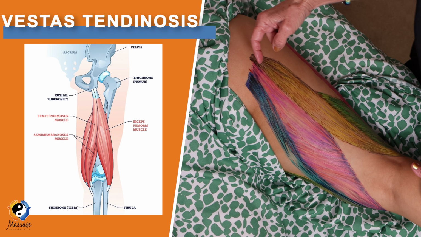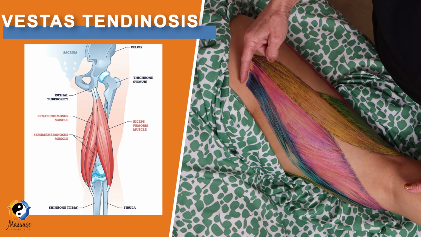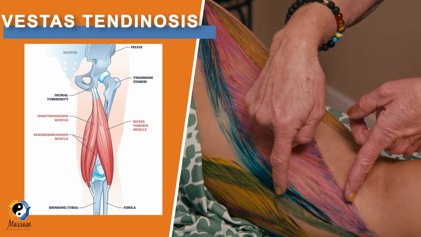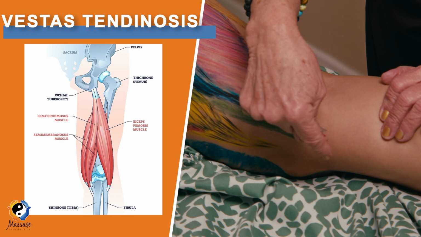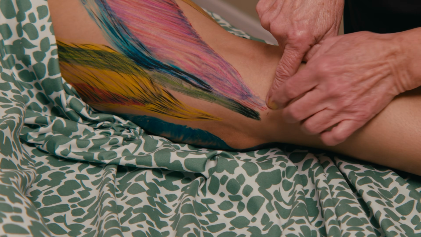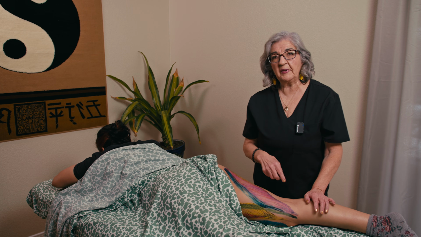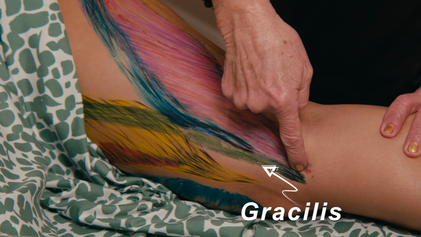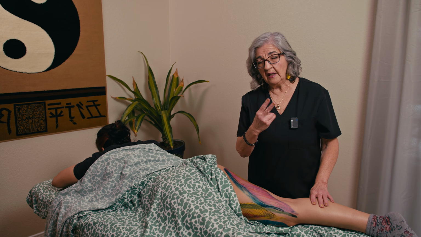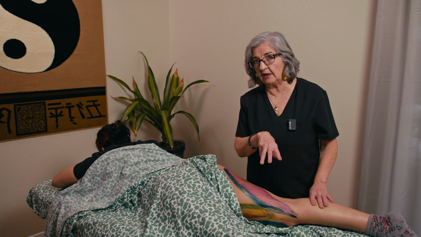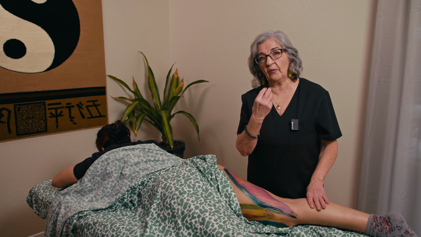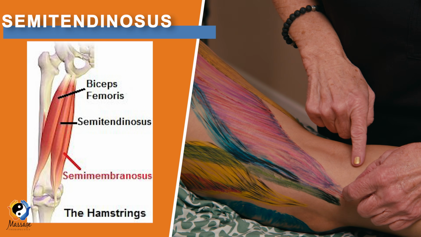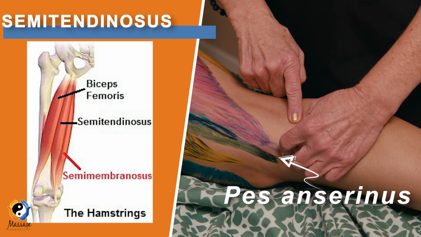The other 2: the semitendinosus originates right here on the ischium, and it goes down. It's pretty massive, and it inserts right at the pes anserinus. Remember, the pes anserinus has the 3 insertions of the gracilis, from the adductors, the sartorius, which is not part of any of these three, and also the semitendinosus. Gracilis, sartorius, and semitendinosus insert right here at the pes anserinus.